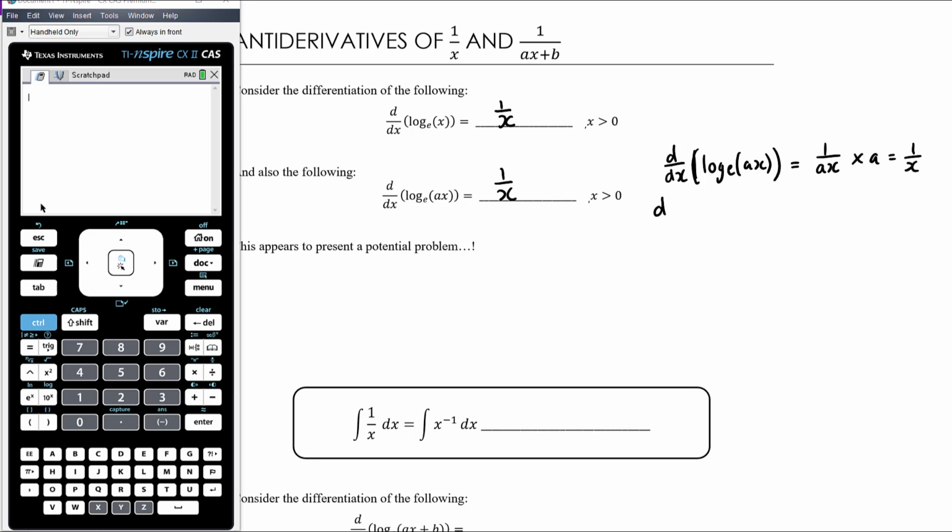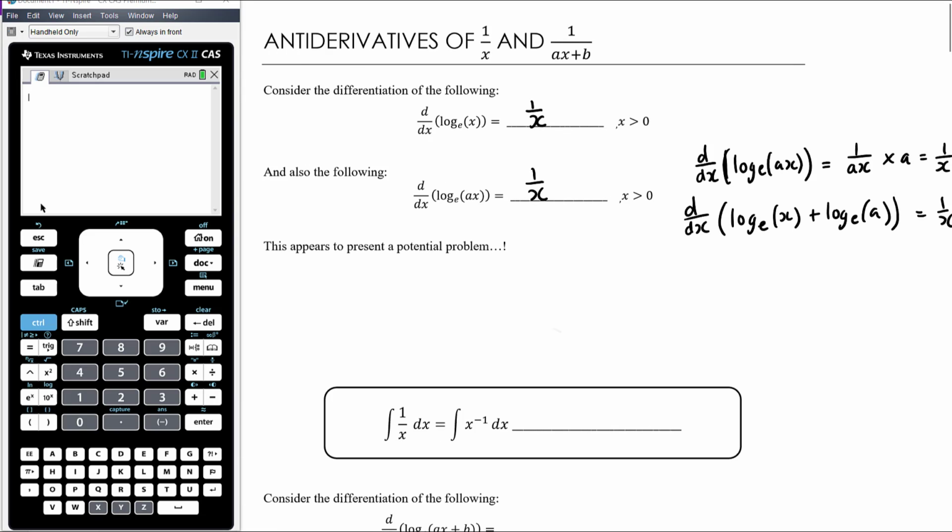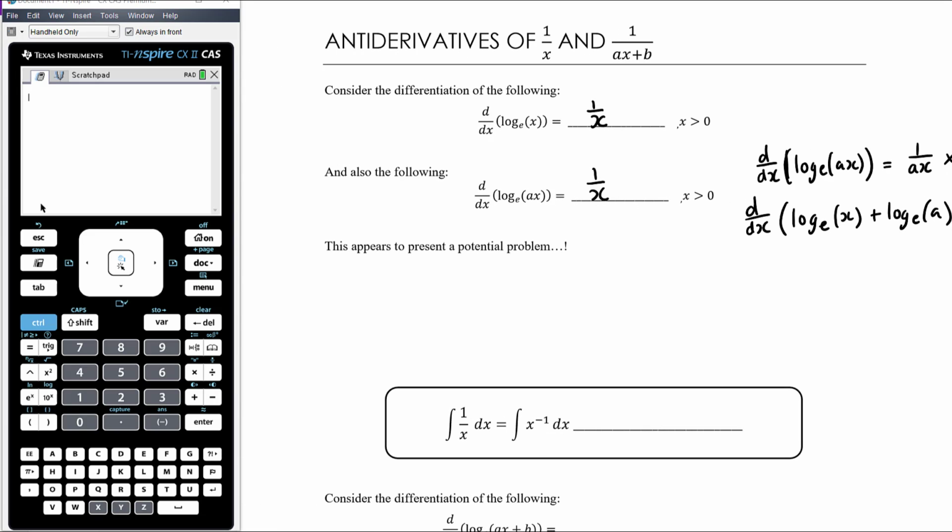The other way we can think about it is, thinking about our log laws, this is log e of x plus log e of a. And we know that when we differentiate log e of x, we get 1 on x. Log e of a is just a number. When we differentiate that, we get 0. Okay, so whether it's thinking it through as a chain rule problem, or by splitting up your logs and then differentiating, regardless, if we have log e of a number times x, we still also get 1 on x.